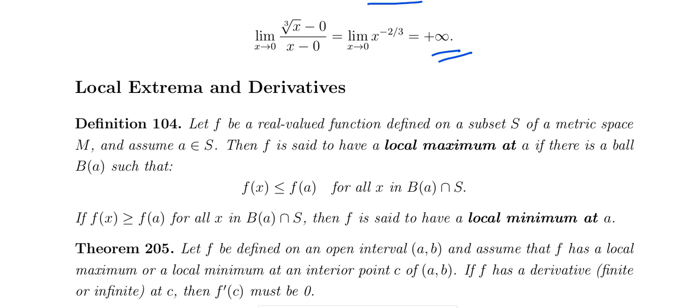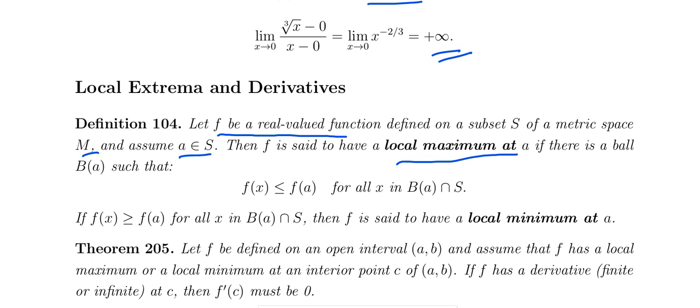And f be a real valued function, that is, the limit of the quotient doesn't exist. Now the derivative of the function does not exist at the point 0. f is a real valued function defined on a subset S of a metric space M, and a is some point in S, then f is said to have the local maximum at a.